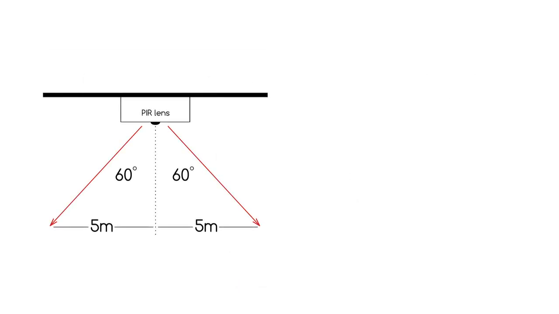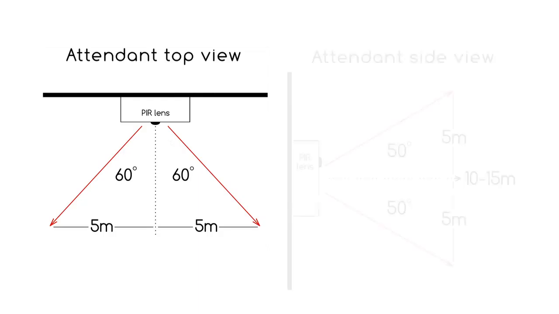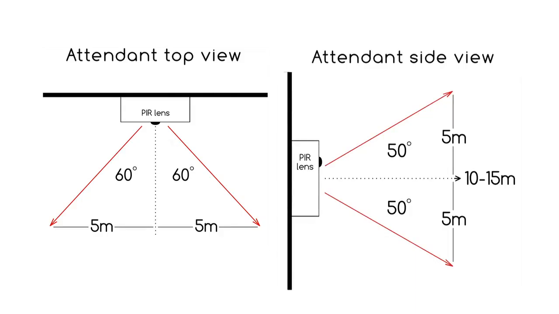PIR measures 5 metres either side of the control. The PIR lens has a sensing spread left to right of the attendant of around 60 degrees either side of the central line, and 50 degrees either side of the central line, top to bottom. If wall mounting the attendant, position at shoulder height. The PIR will scan 10 to 15 metres across the room.